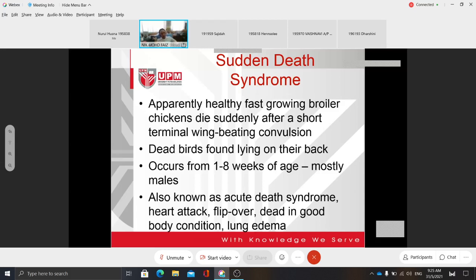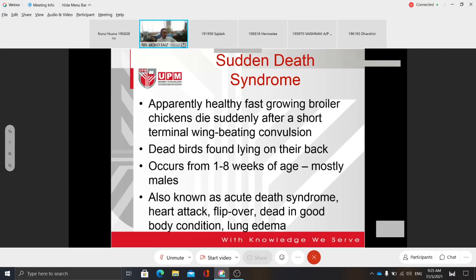It occurs from 1 to 8 weeks of age, and usually in males, because males are bigger in size. It's also known as acute death syndrome, heart attack, flip over syndrome, death in good body condition, or lung edema.